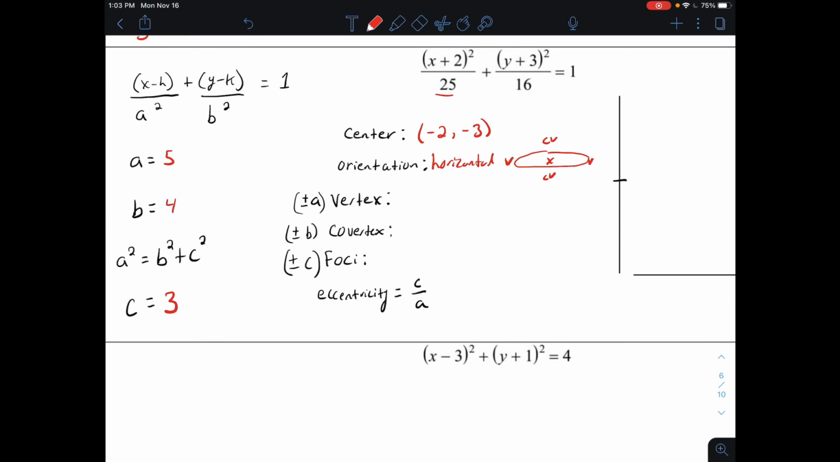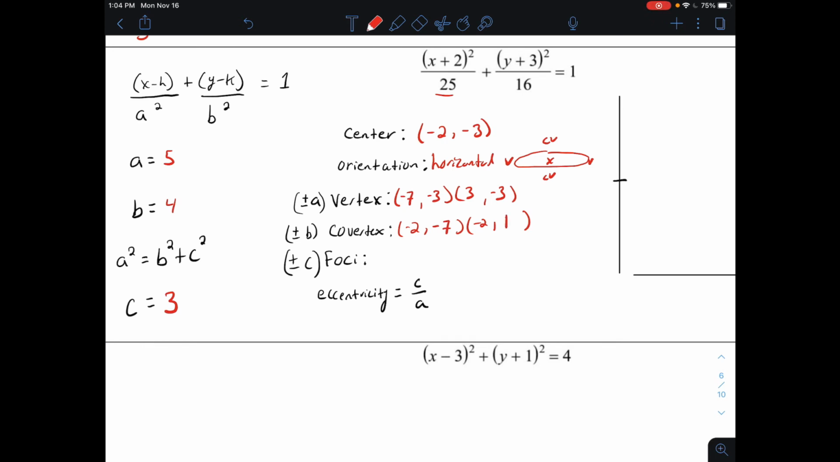And so we would go ahead and find our vertices. So the vertices are going to be located to the left and the right of the center. So that means my vertices are both going to have the y value of -3. For the x value, I'd go -2 minus 5 gives me -7, and -2 plus 5 gives me 3. My co-vertices would lie above and below the center, so their x values are still both going to be -2. I do -3 minus 4, which takes me to -7, and -3 plus 4, which gives me a value of 1.